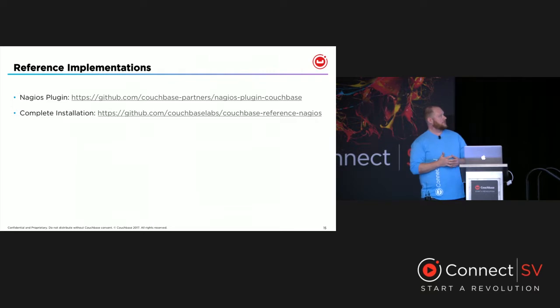The reference implementation is in two parts. The direct integration with Couchbase is in the Nagios plugin, which is under the Couchbase Partners account on GitHub. And then there is a complete installation that is both the Nagios server side, so getting all of that set up and configured, as well as the agent side that's going to be running on your Couchbase nodes. That's not only running that Couchbase plugin, but also capturing the set of system metrics that are relevant to Couchbase.